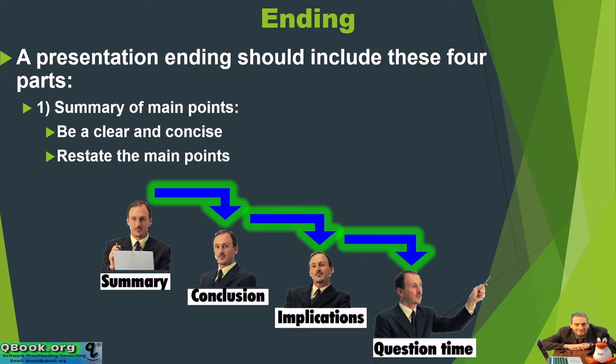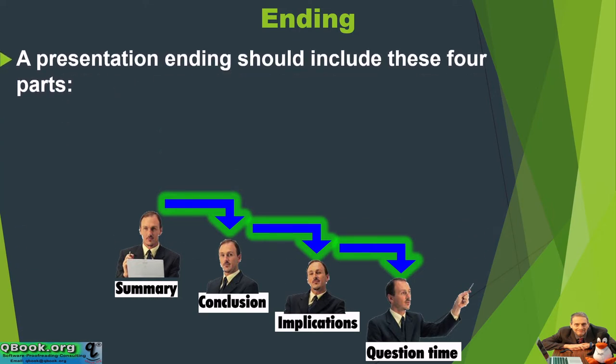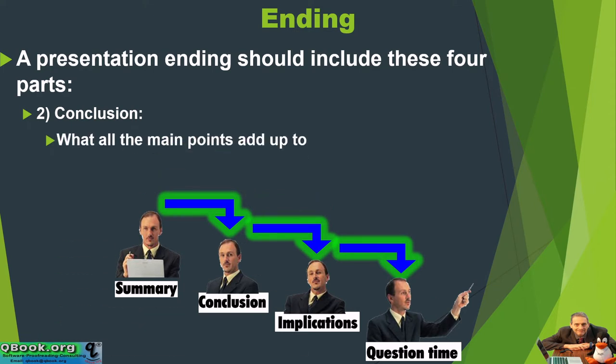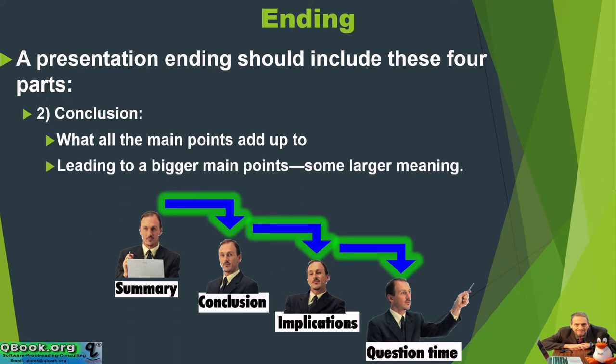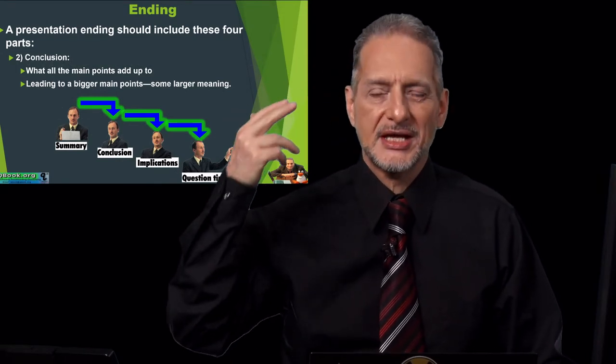All right, let's look at the next part, the conclusion part. A presentation ending should include these four parts. Number two is the conclusion. In the conclusion, we should be saying what all the main points add up to. This should be leading to a bigger main point, some larger meaning. What's the meaning? Why are we talking about this? Why should I pay attention? Why is this important? Why do I care? That's what the audience is asking.